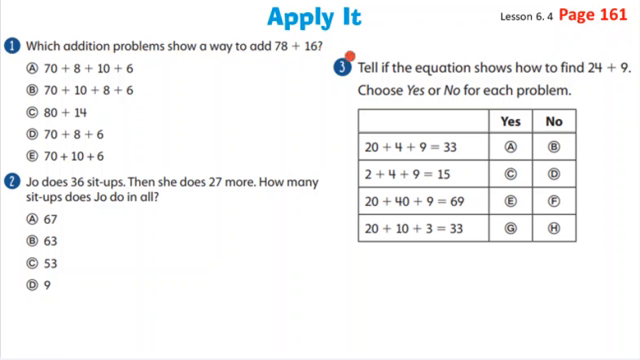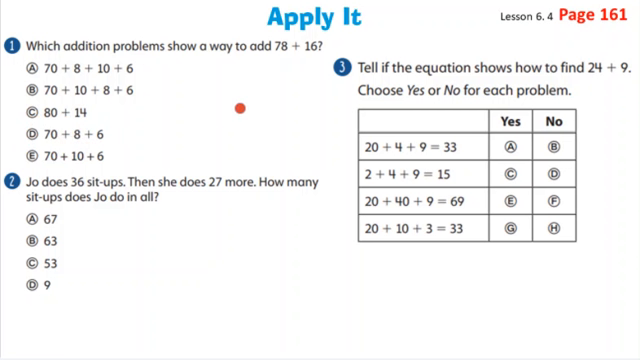Pause the video and take a look at this. I want you to look at A, 70 plus 8 plus 10 plus 6. B, 70 plus 10 plus 8 plus 6. C, 80 plus 14. D, 70 plus 8 plus 6. And E, 70 plus 10 plus 6.